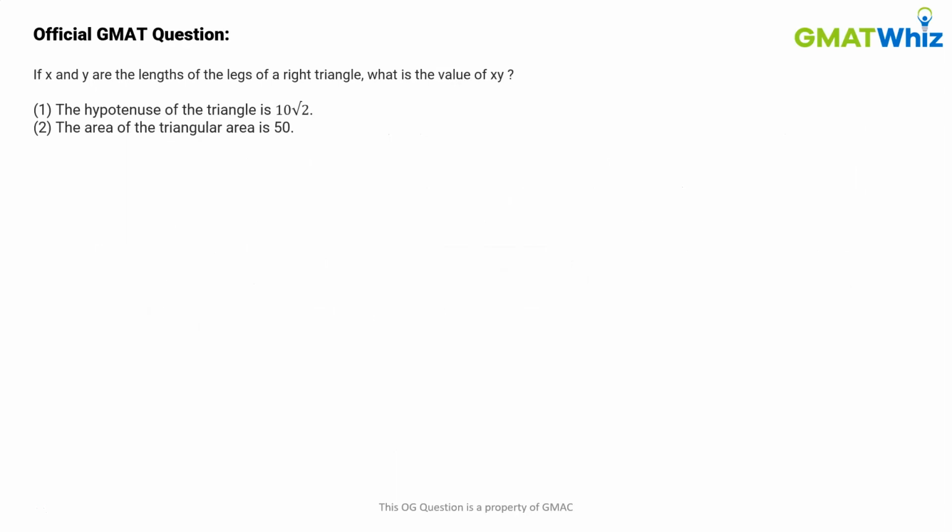So this is a DS question which tells me that if x and y are the lengths of the legs of a right angle triangle, what is the value of xy? Now let's first understand what we mean by the legs of a right angle triangle.